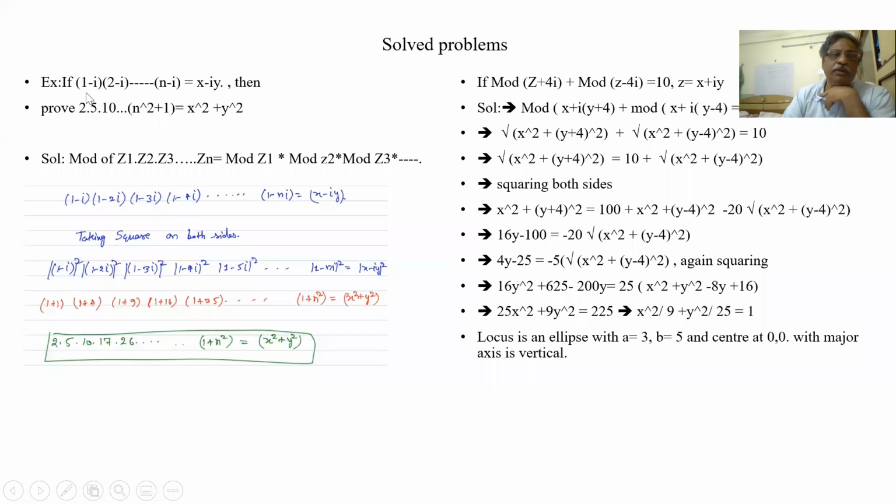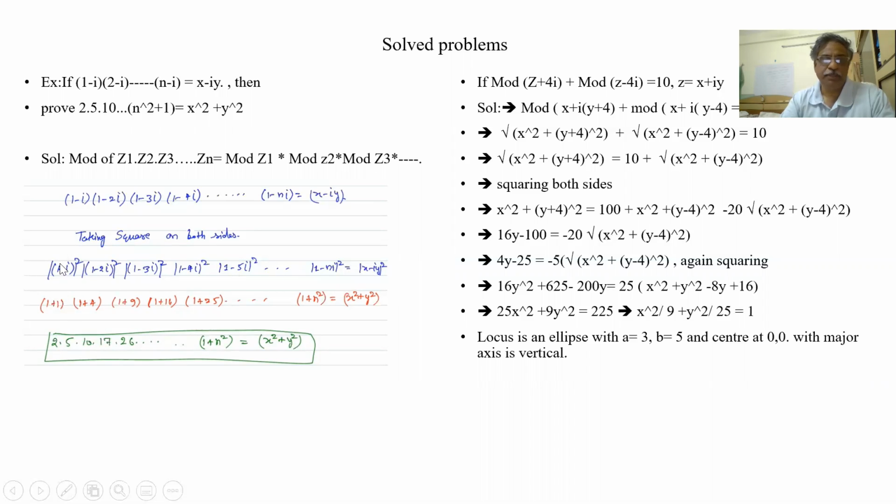Let us see this problem. 1 minus i into 2 minus i up to n minus i is equal to x minus iy. Then prove that this is the condition. So you know x minus iy, what is the mod of this? Mod of this is x square plus y square. So now I have to find out mod of the left side. So mod of this is equal to mod of this into mod of this into mod of this, the individual mods. I take mod on both sides. So I have taken out the root.